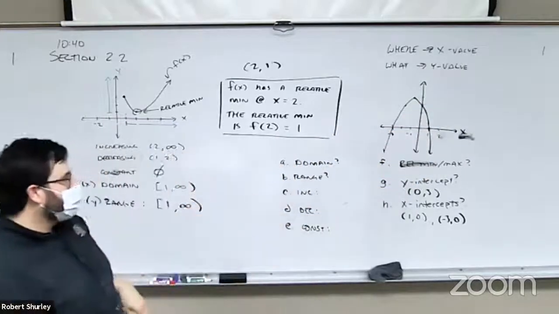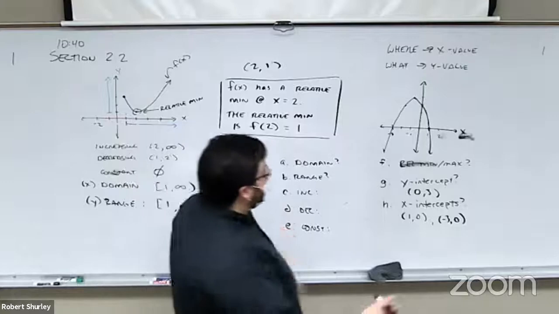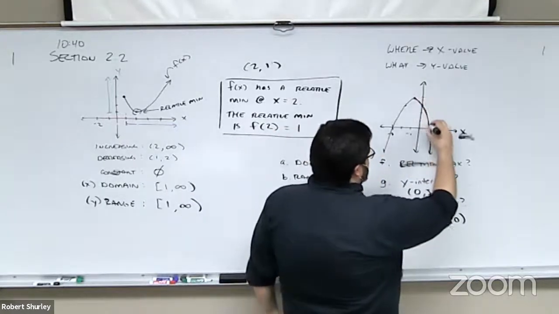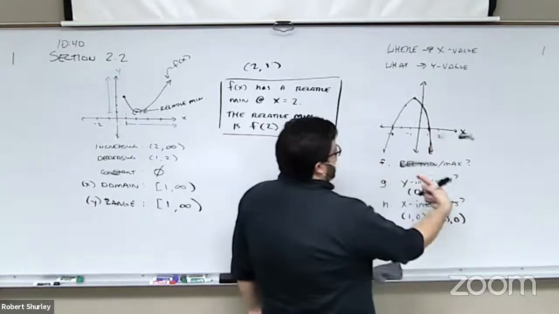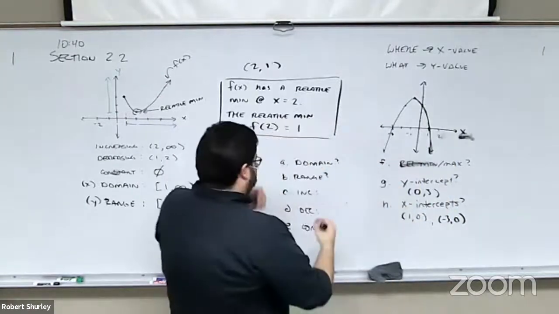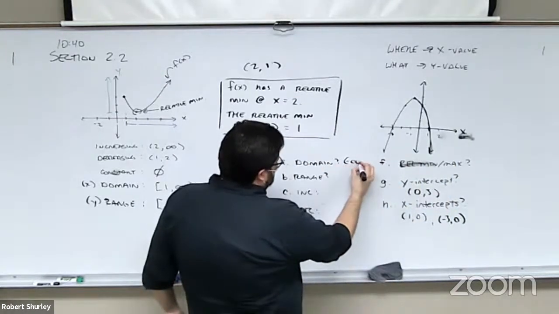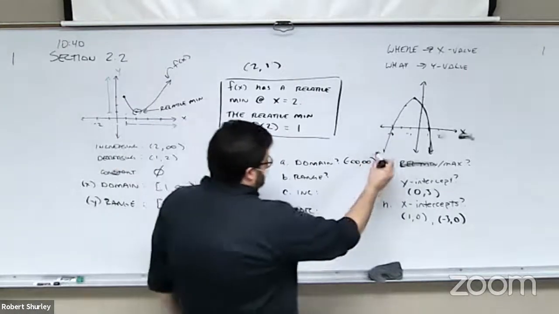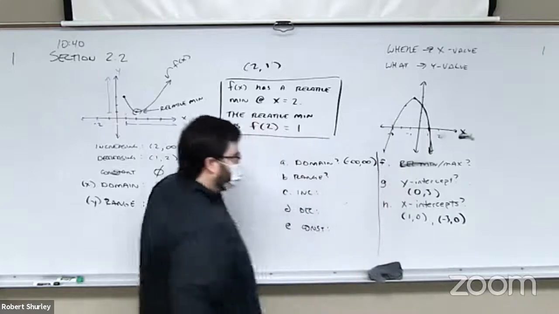Okay, now I'm going to go back to the front. I just want to fill that in first. A, domain. What's nice about this is, this goes forever to the left and forever to the right. I know it doesn't quite look like that, but it is going forever to the right and left. So for the domain, this is going to be -infinity to +infinity.